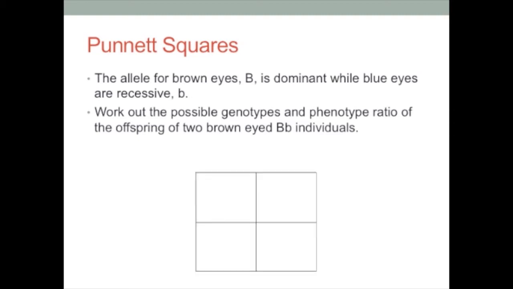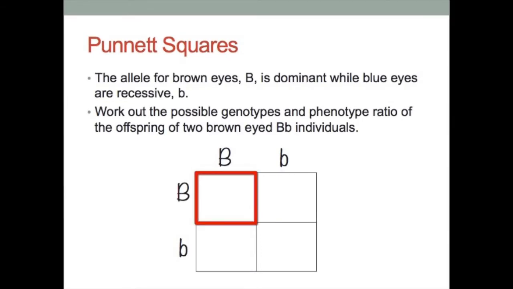The first thing we need to do to solve this question is work out the gametes that both of these individuals would produce. So if we look at big B, little b, they will each produce half big B gametes and half little b gametes. So we then put this around the square. So big B, little b, and big B, little b for the other parent. And then we just simply need to combine them.